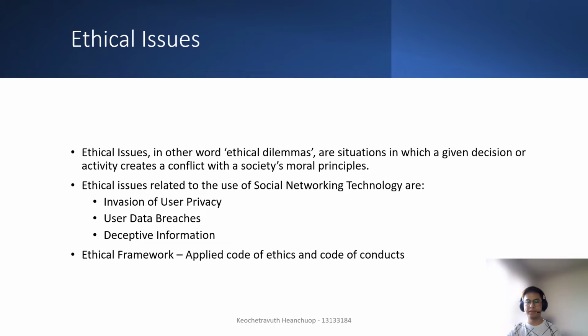Thanks. Now I'll be presenting about ethical issues related to the use of social networking technology. Ethical issues are conditions in which a given decision or action creates a conflict with a society's moral principles. Some ethical issues are invasion of privacy, user data breaches, and deceptive information. Lastly, we will apply the IT Code of Ethics and Code of Conduct.